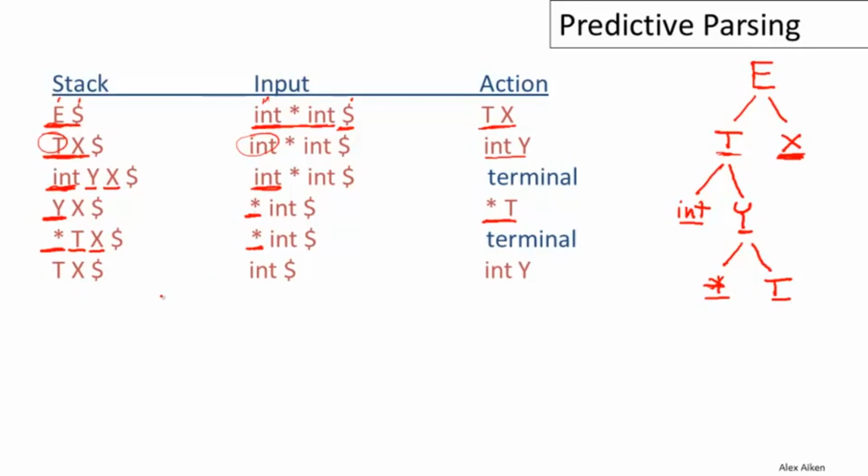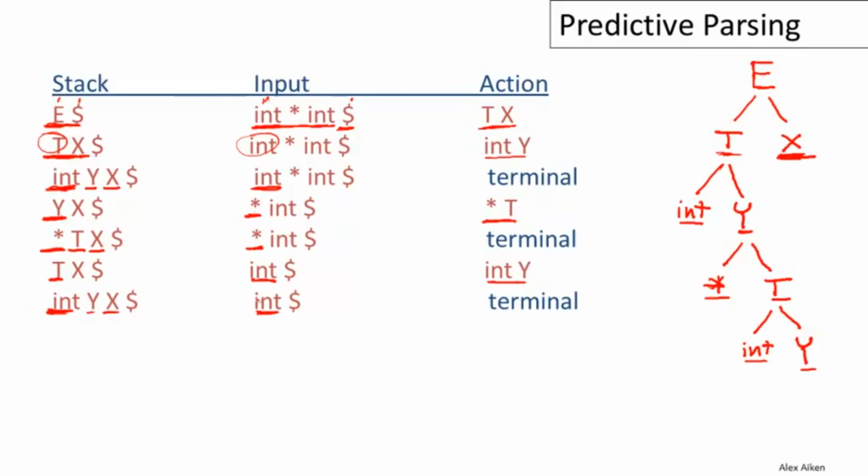Now we have T as our leftmost non-terminal. Int is the next thing in the input stream. And the table says, well, in this situation, we should use the production T goes to int Y. What does that mean? That means T gets popped off the stack, int and Y get pushed onto the stack. Notice that the stack is int Y X, and the unprocessed frontier of the parse tree from left to right is int Y X. Once again, we have a terminal on top of the stack.